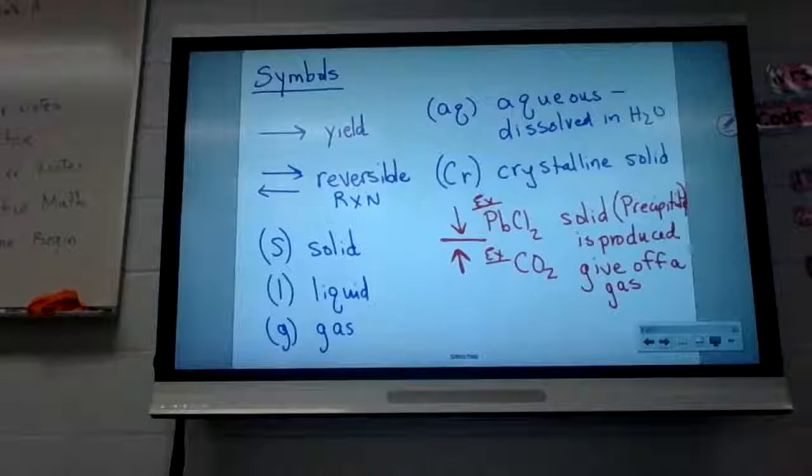Now you've got to explain that again because I'm confused. All right. The down arrow means you make a solid. As soon as I wrote the gas, I was like, that doesn't make sense. The gas is given off, which is why we use an up arrow. And then the hail comes down from the sky.